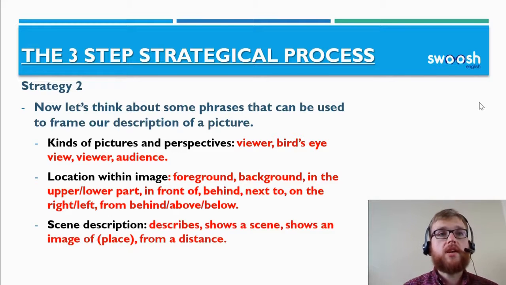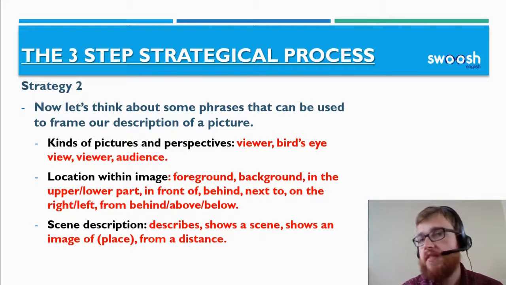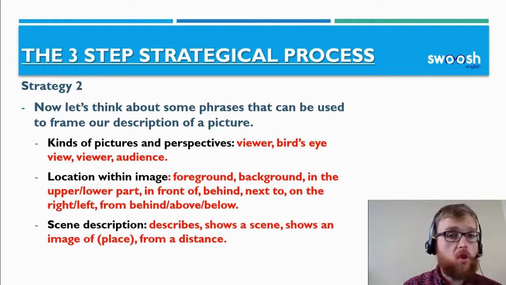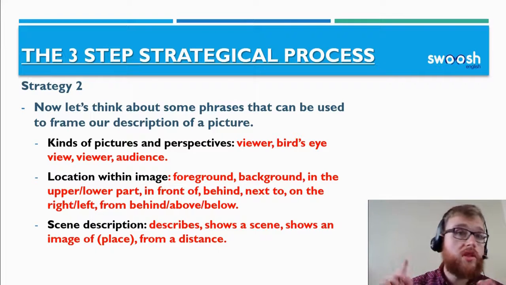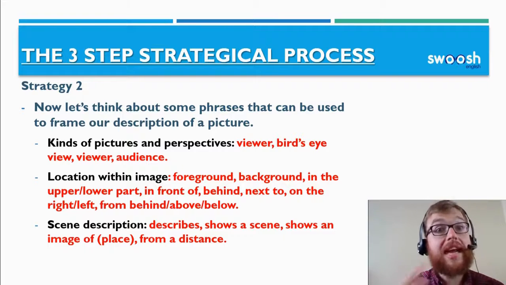Scene description, and we use words such as describes, shows a scene, shows an image, place of, from a distance. So like in the previous exercise referring to the chart, we referred to the graph shows, the graph illustrates, the graph depicts. We can talk about the image shows, it shows a scene, it shows an image of blah, blah. We would use this in our introduction for this section, how we can frame the overall image itself.